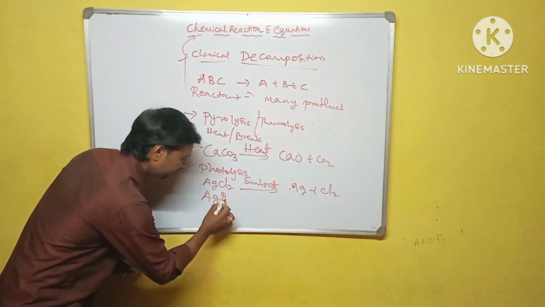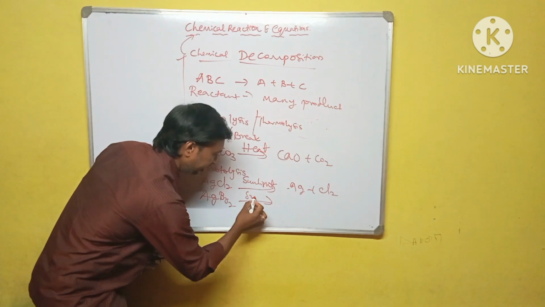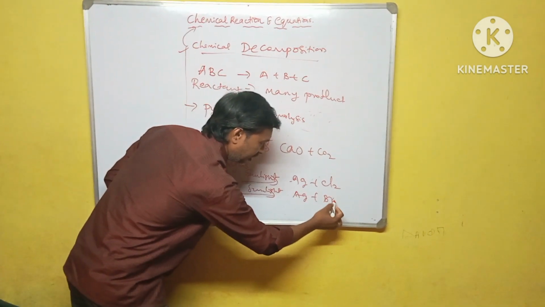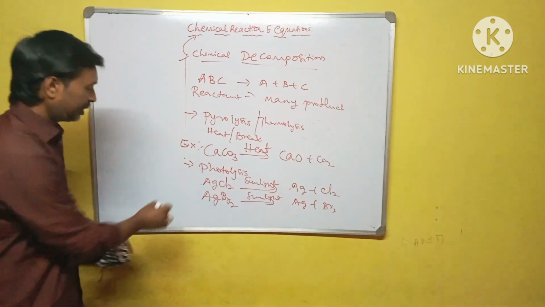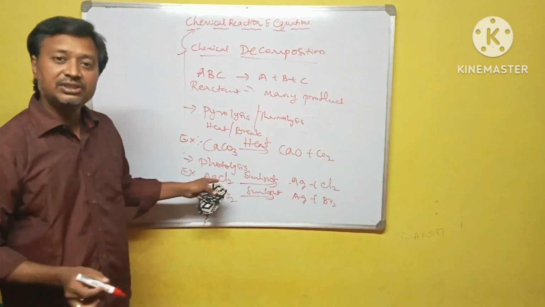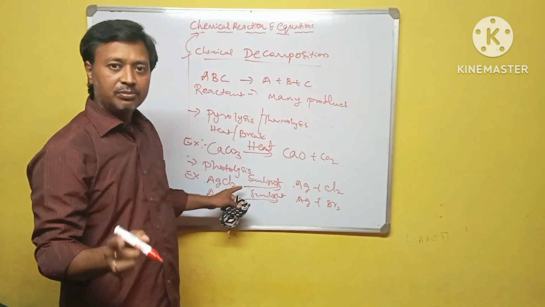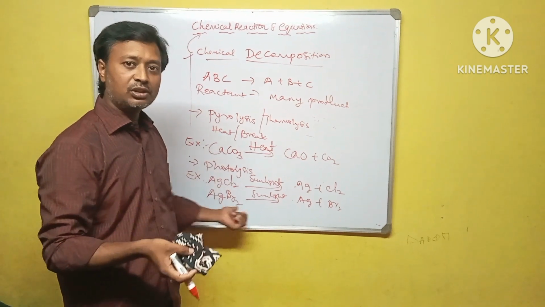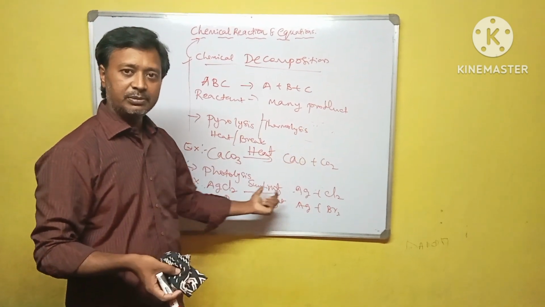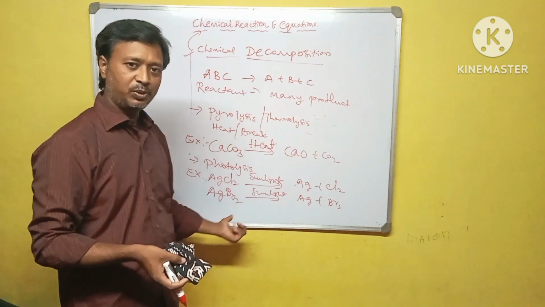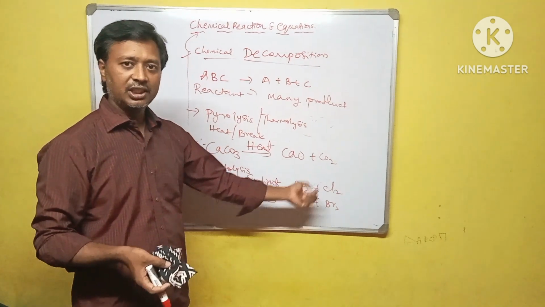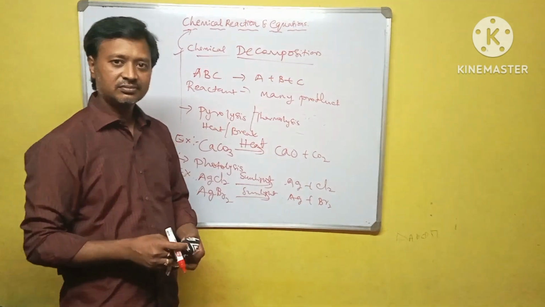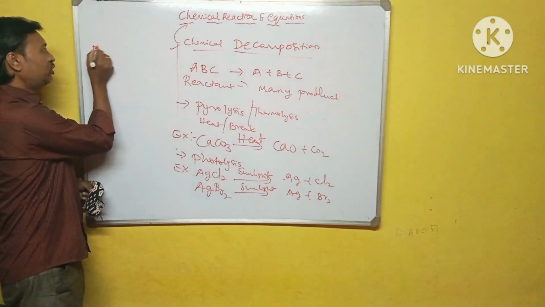Silver bromide, in sunlight, breaks into Ag and bromine. This is an example of photolysis. Photo means light, lysis means break. When we expose silver chloride to sunlight, it breaks into silver and chlorine. If you expose silver bromide to sunlight, it absorbs the sunlight and breaks into silver and bromine. Any doubt?